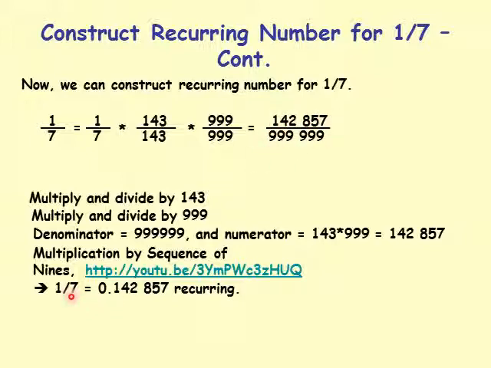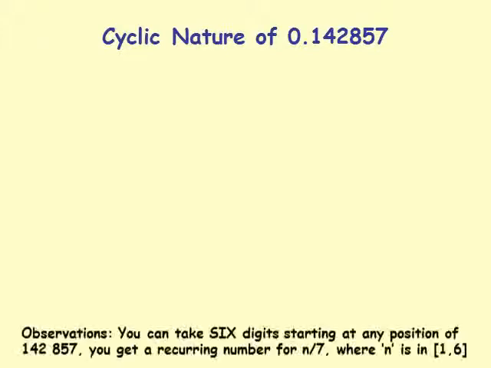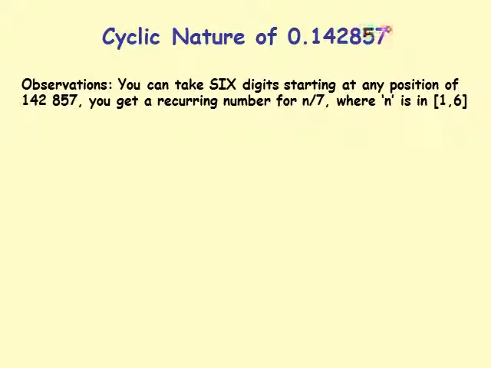1 over 7 is 0.142857 recurring. Now let's look at some properties of 1 over 7. The first thing we're going to look at is the cyclic property. Observation: you can take 6 digits starting at any position of 142857, and you get a recurring number for n over 7, where n is from 1 to 6.